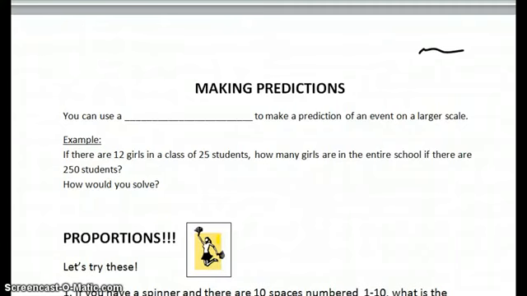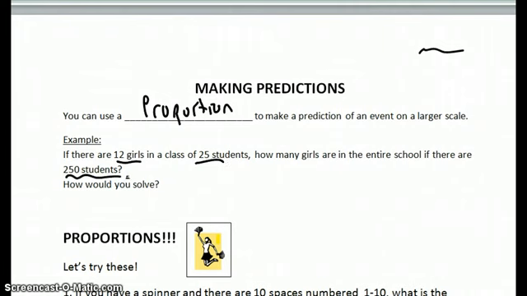Again, our new topic is about making predictions with proportions, and you can use a proportion to make predictions of events on a larger scale by looking at the smaller event. So the first example we have is if you're just looking at one class in a school, and there's 12 girls in a class of 25 students, but you want to predict how many girls there are in the entire school if there's 250 students altogether.